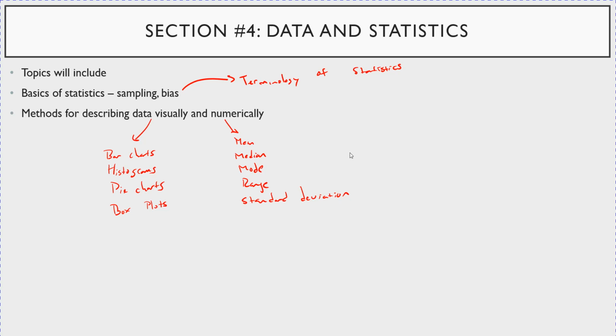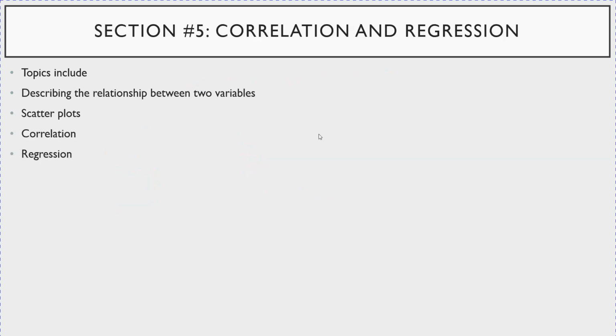All right, then we're going to move into section 5 of the course. Okay, this was that correlation and regression. And so the whole point of this section is that we want to talk about describing the relationship between two variables.